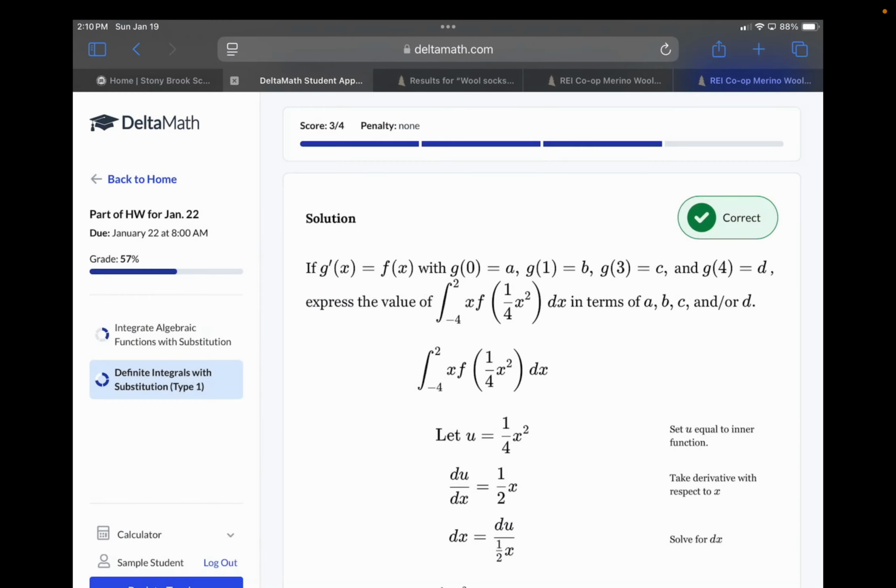All right, so hopefully that'll help. I think that maybe your homework will go better if you do the work out of the packet first and then you do this.